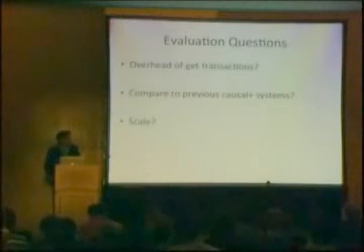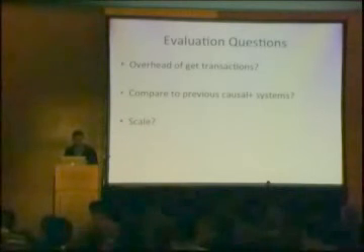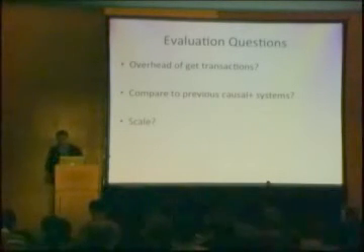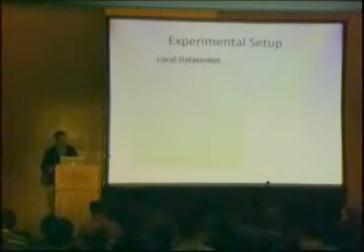So when we evaluated our system, we wanted to answer 3 key questions. 1, what is the overhead of supporting these get transactions? 2, how well does this compare to our previous causal systems? And 3, how well does the system scale up? So to find out, we ran some experiments.